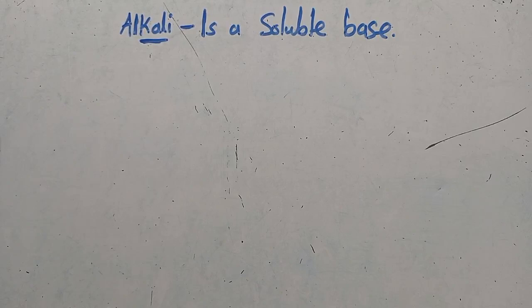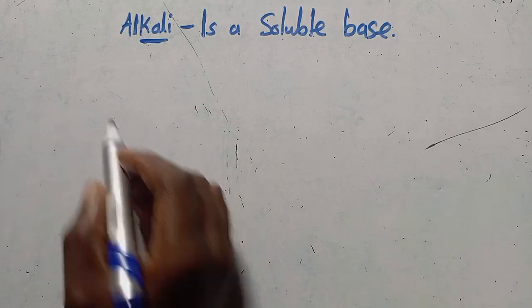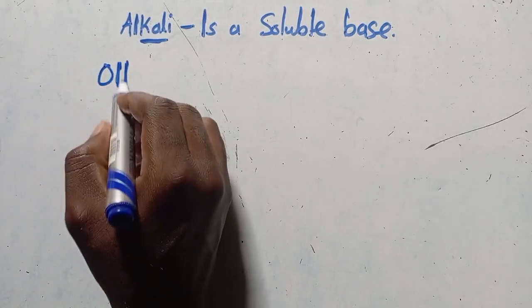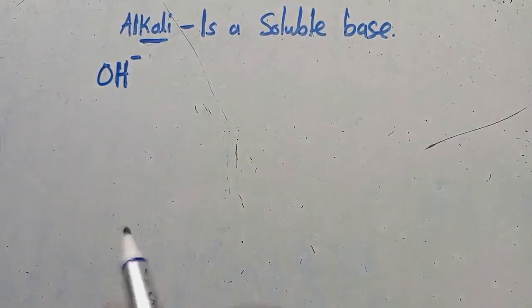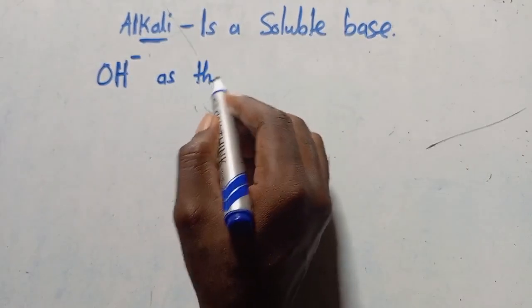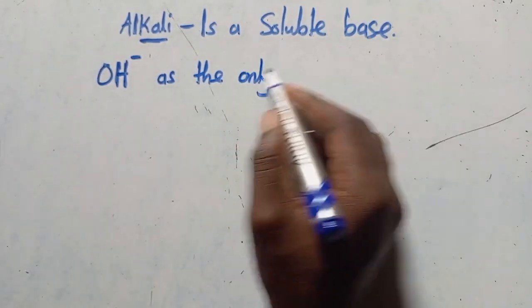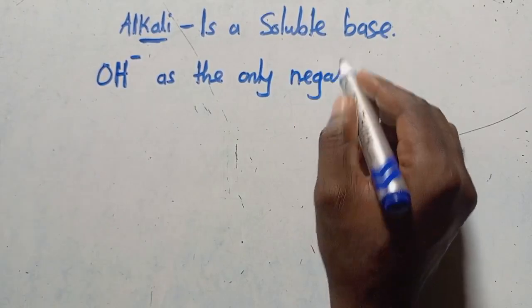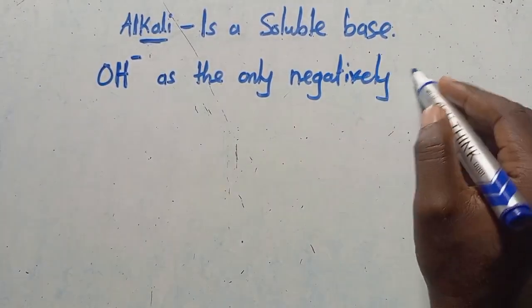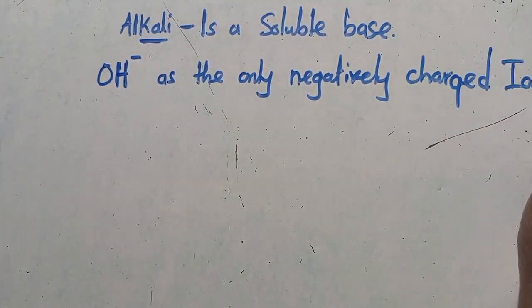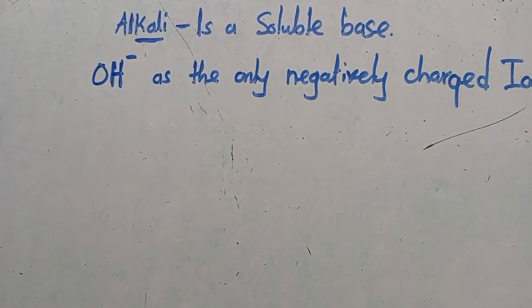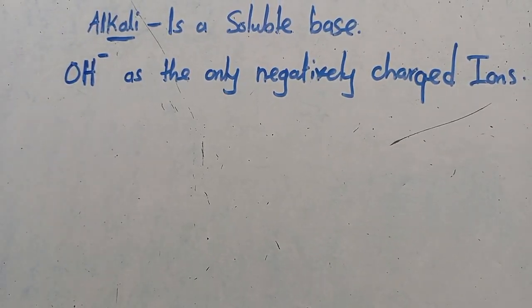So you will now discover that an alkali is just a substance which, when dissolved in water, is going to produce a hydroxide ion as the only negatively charged ion. This is what you are supposed to understand. So this is what we mean when we talk about an alkali.